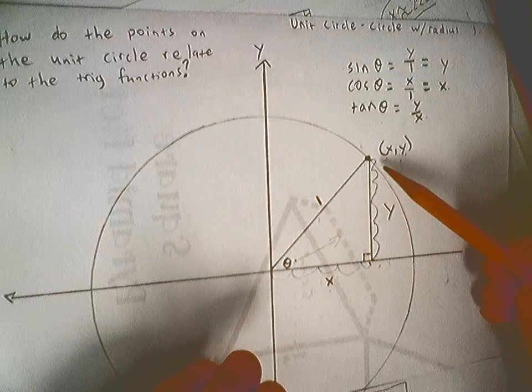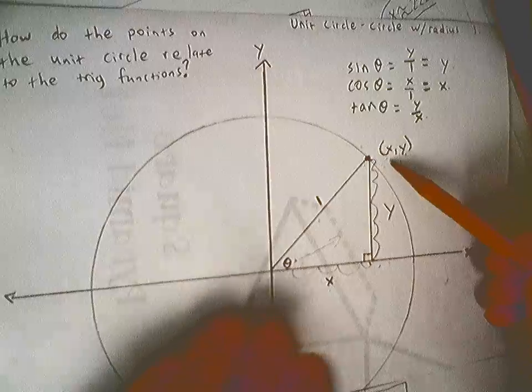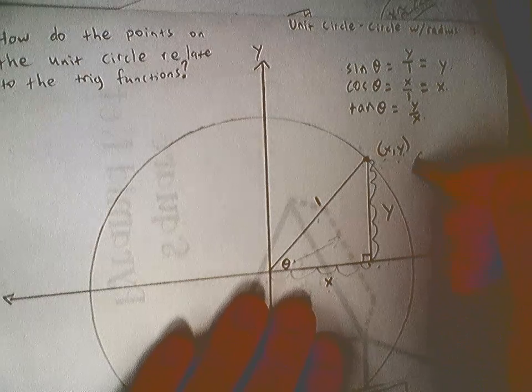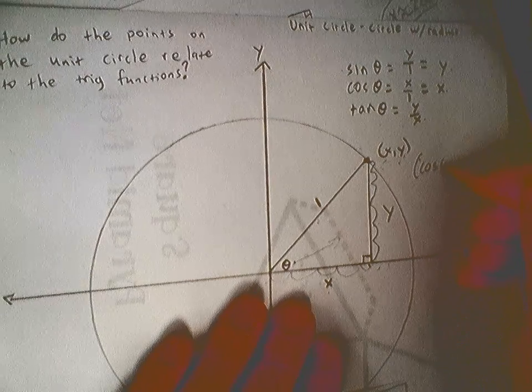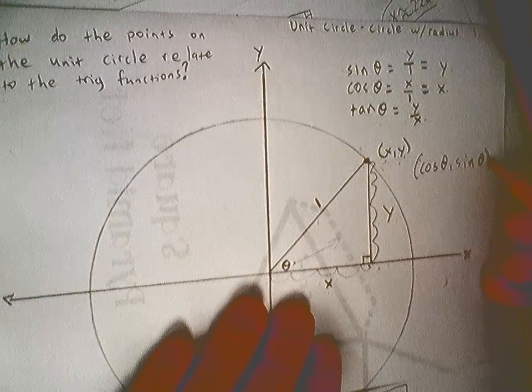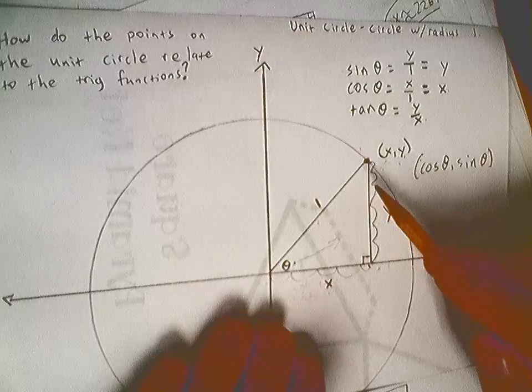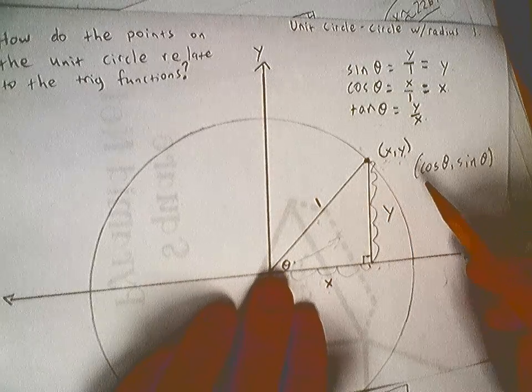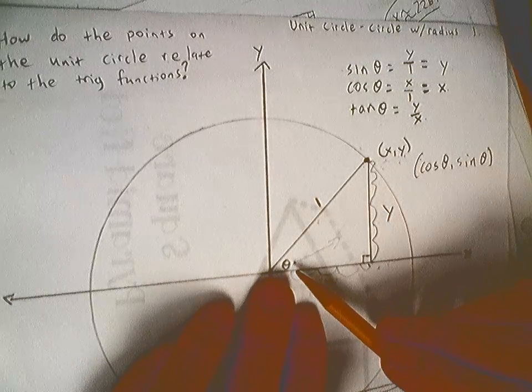cosine. So it turns out this point, x and y, turns out that's actually our cosine and our sine value. So if we know this point, then we also know the cosine and sine of that corresponding angle.